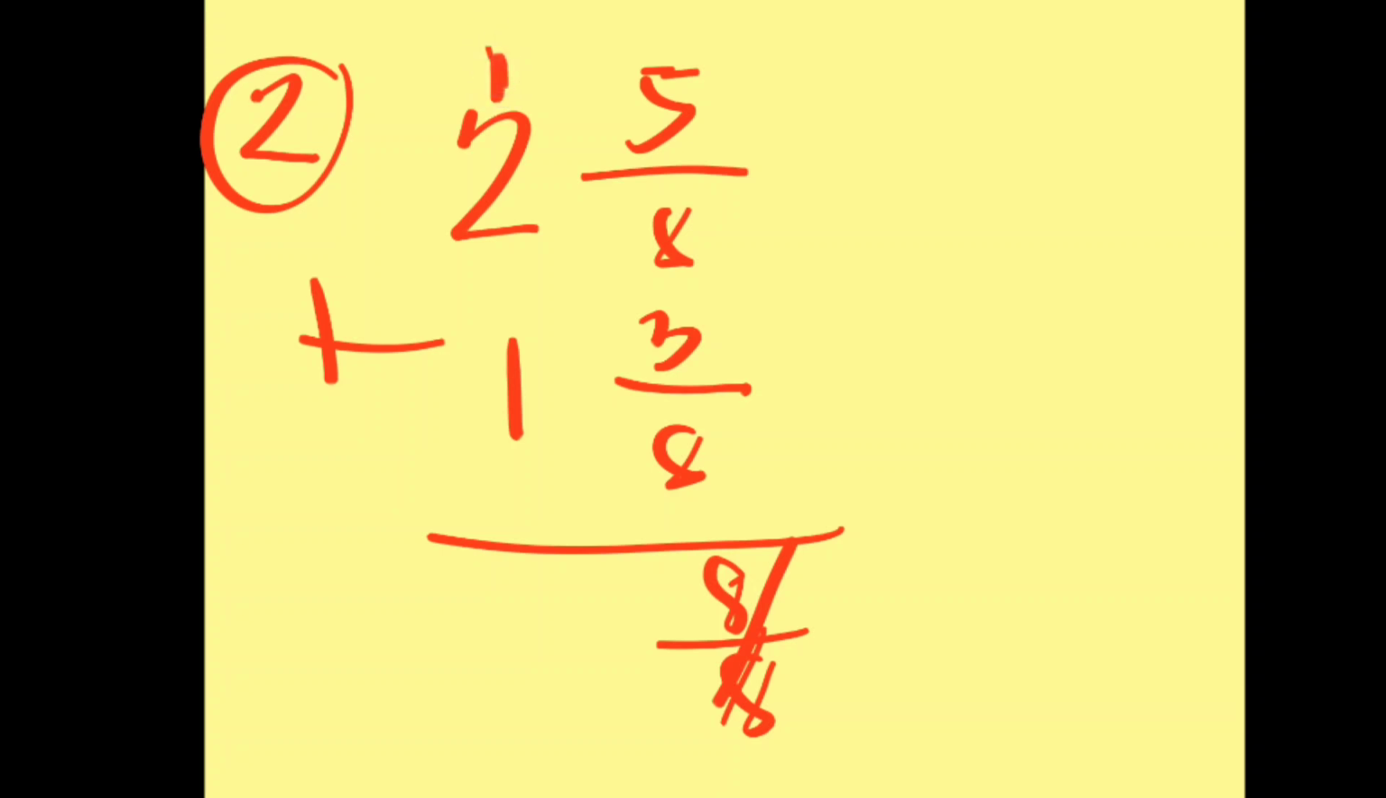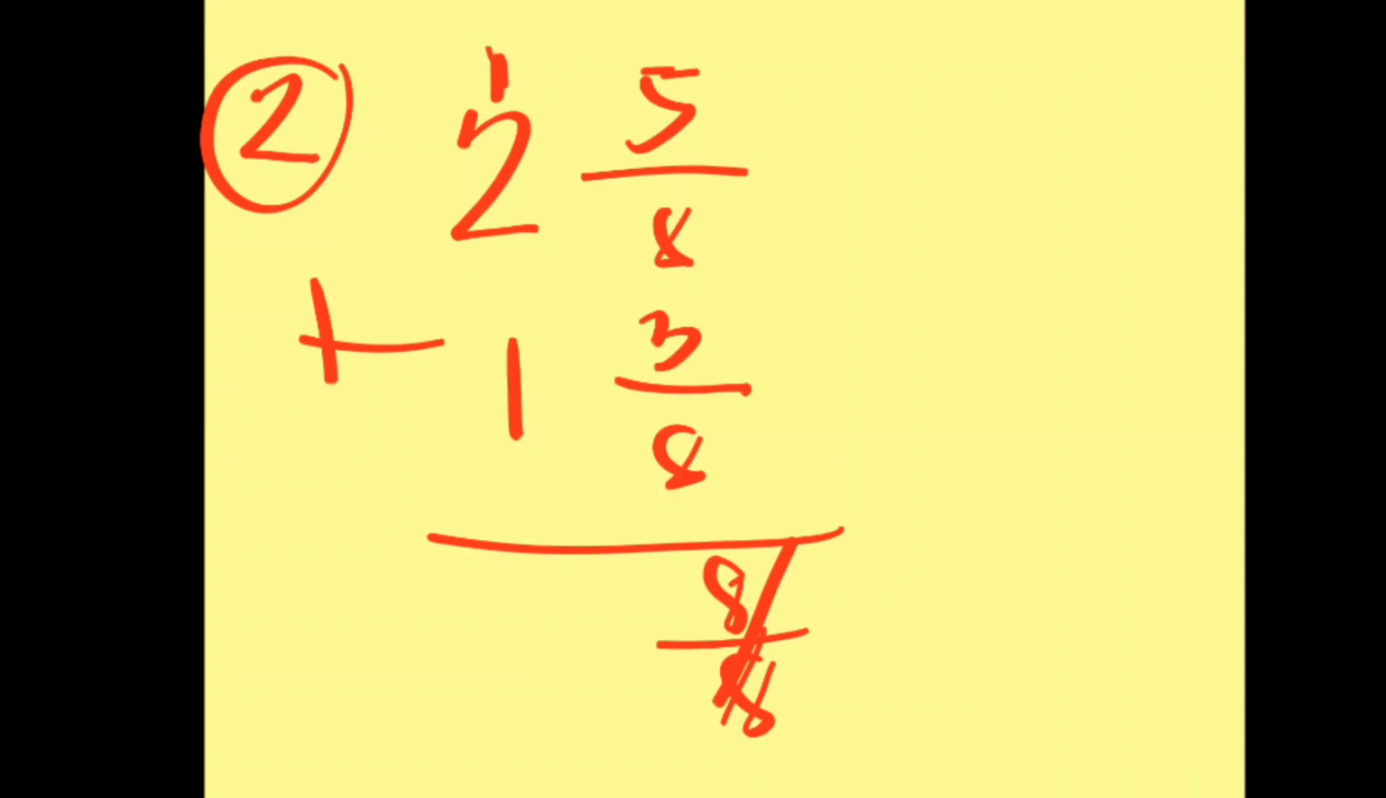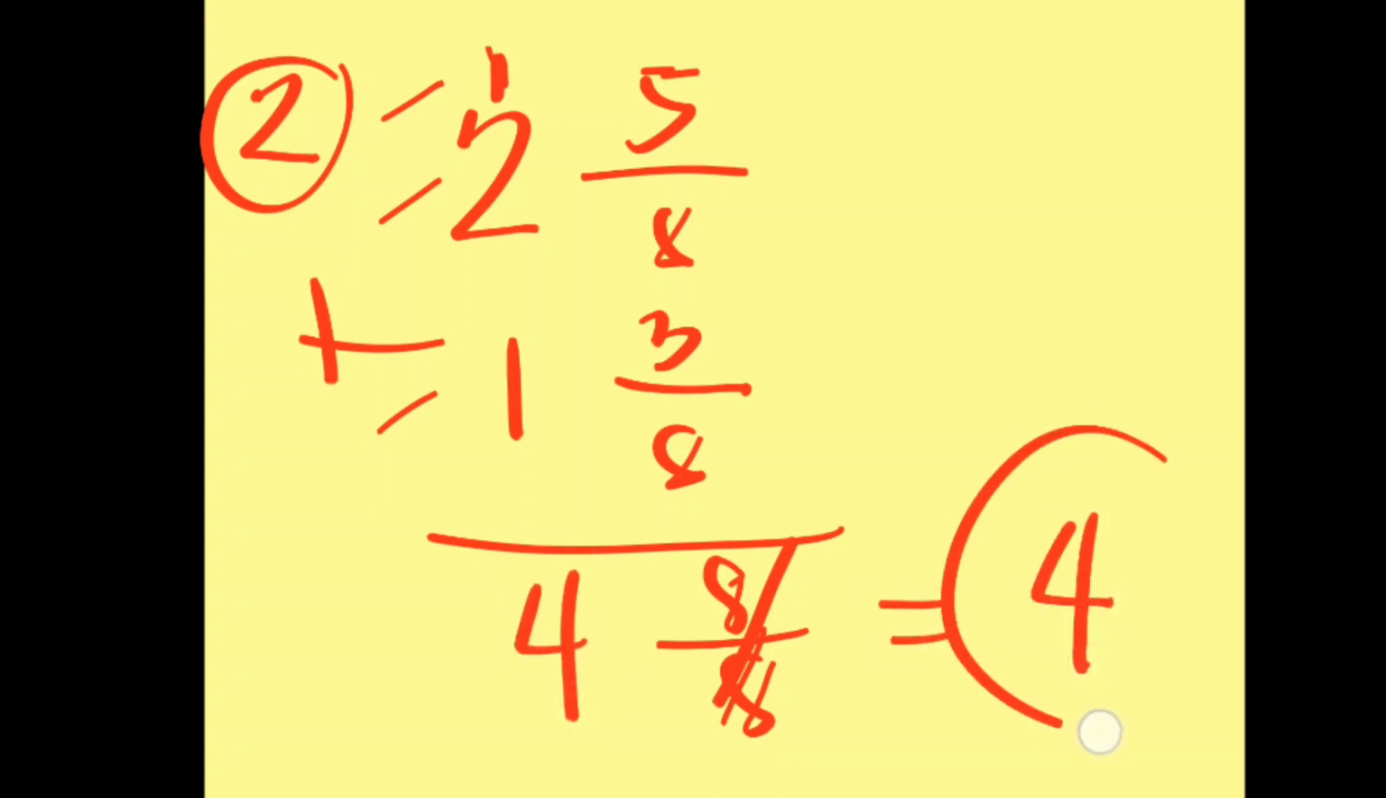So you have to carry 1. Again, carry 1. It's there. So we now have 1 plus 2 plus 1. We now have 4 as our whole number. So the final answer for this is only 4. Again, for number 2, the answer is 4. Let's move to example number 3.